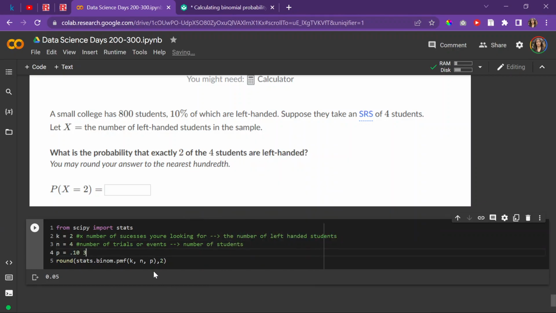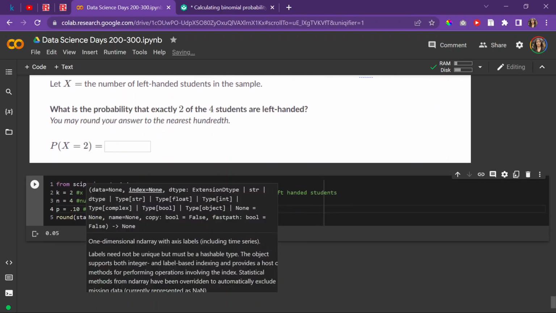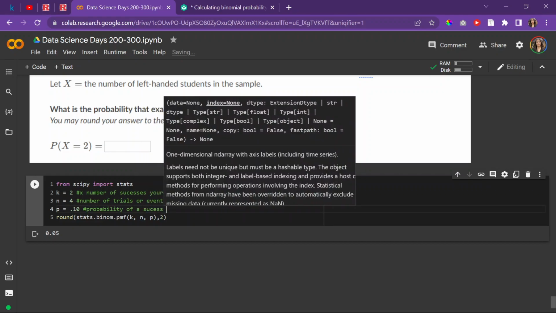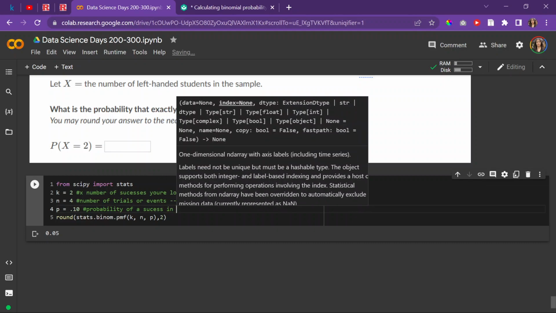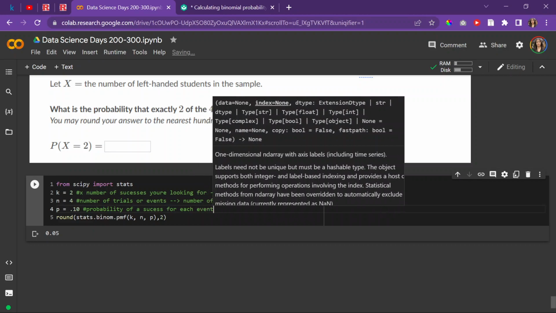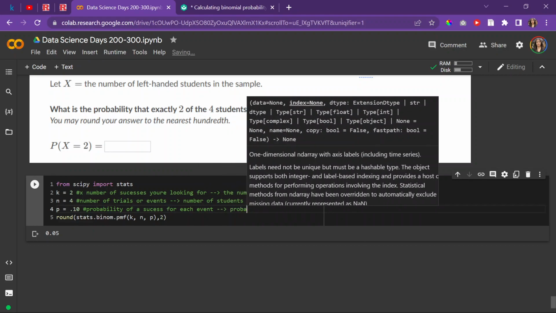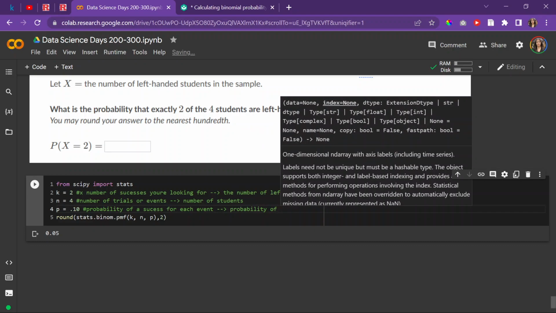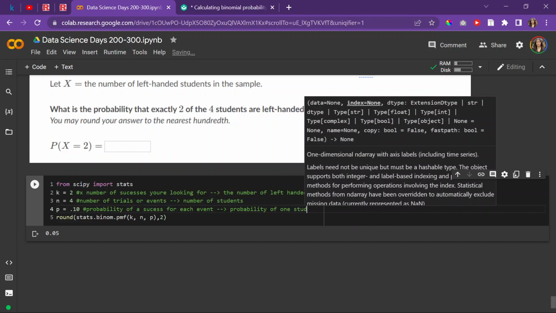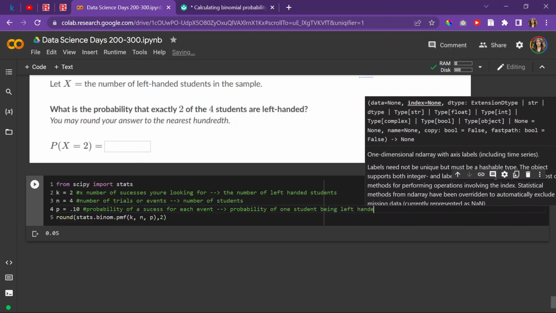And then our probability, our P, is the probability of a success for each event. In this case, it's the probability of one student being left-handed. So for each student, there's a 10% probability of being left-handed.